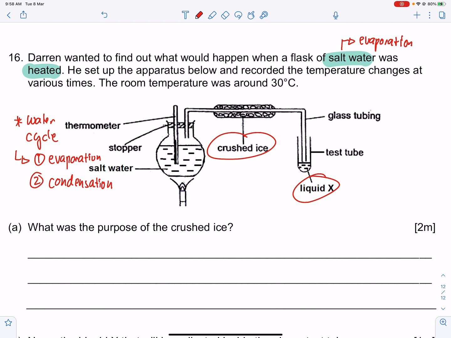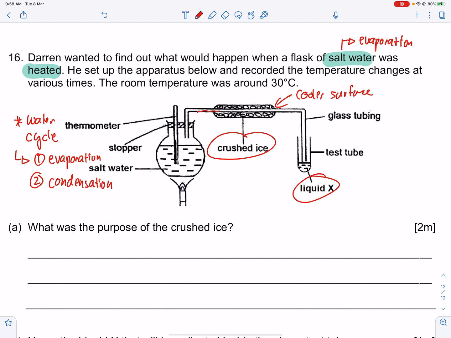So what's the purpose of the crushed ice? So when you take a look at this experiment, you first ask yourself, how does the experiment run? So when the salt water is being heated up, your salt water will evaporate, right? Turn into water vapor. Okay, it will be directed into this glass tubing. Then after that, you take a look, there's this crushed ice here. So your crushed ice, right, actually causes your glass tubing to become cold. So this provides the cooler surface.